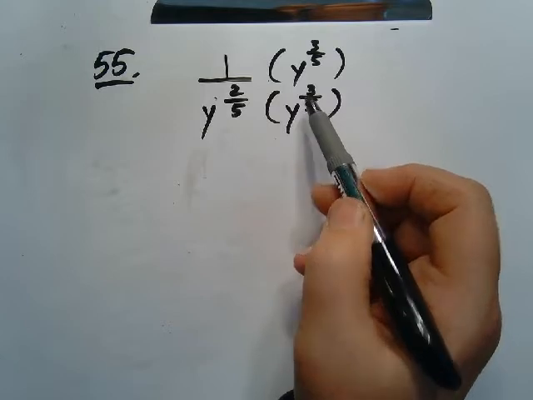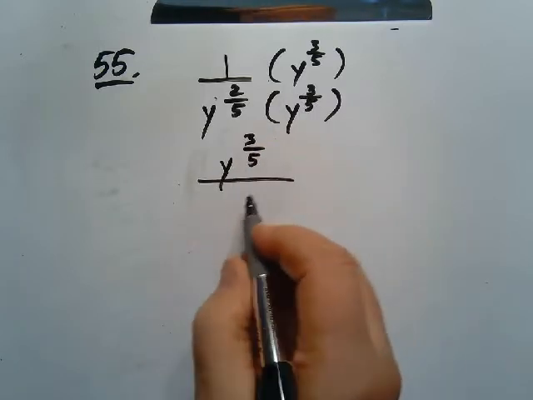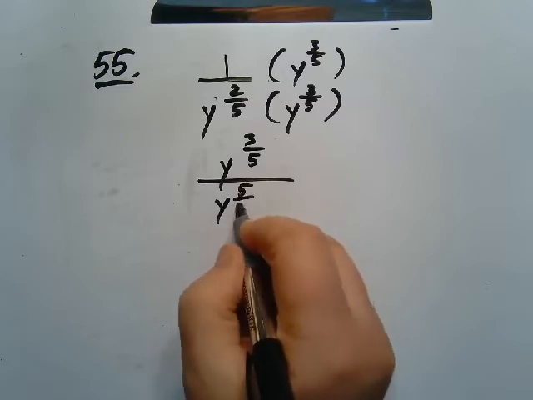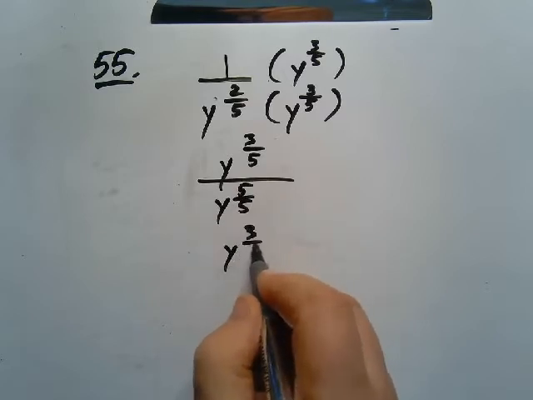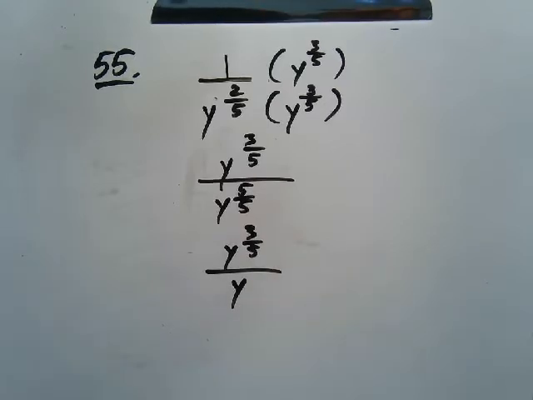So I picked that out because I could see that the fractional exponents had to add up to a whole number. So my answer here is going to be y to the 3/5 over y to the 5/5, which is y to the 3/5 over just y to the 1st. So there's your answer. Now it's expressed where the denominator does not have a rational exponent. It's not an irrational number down there.